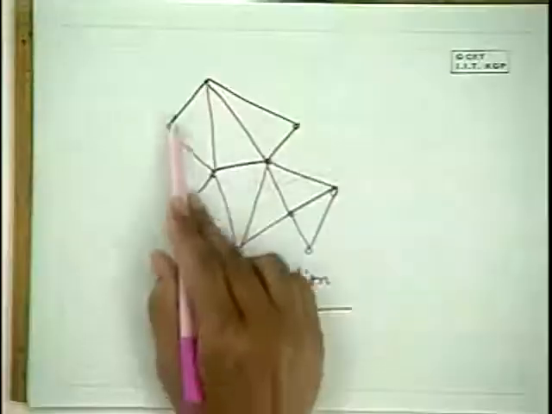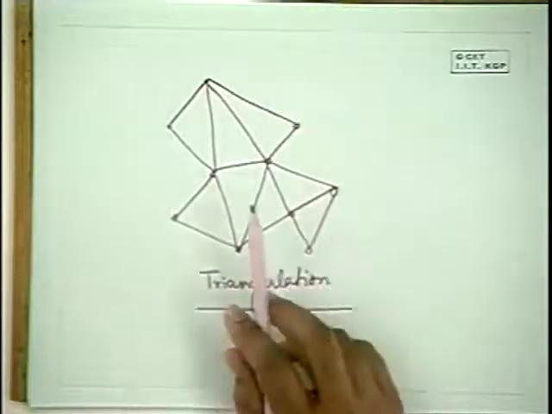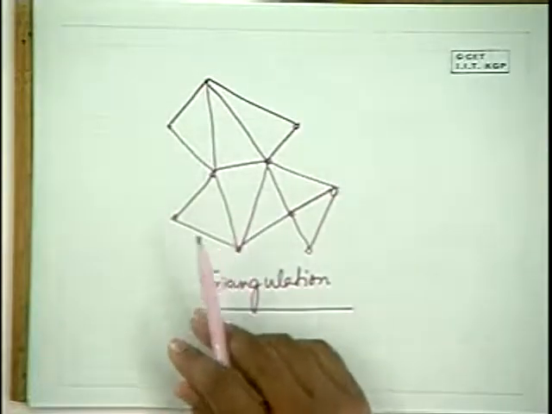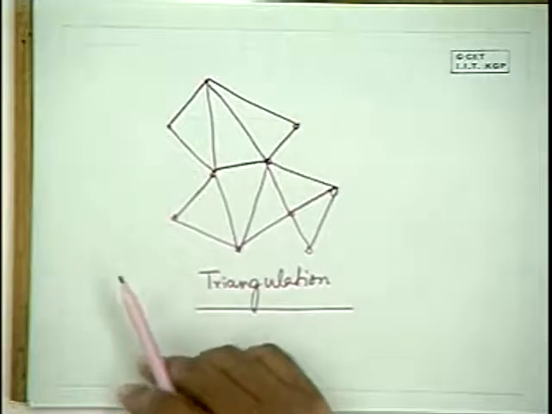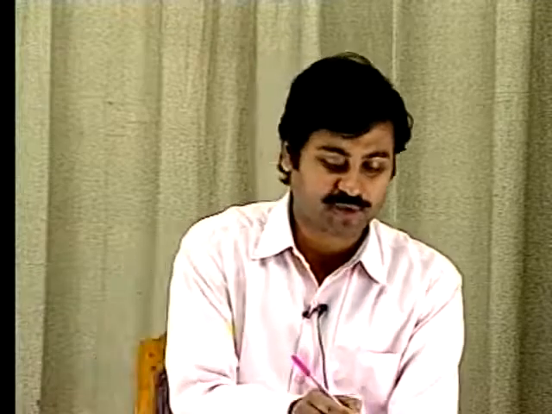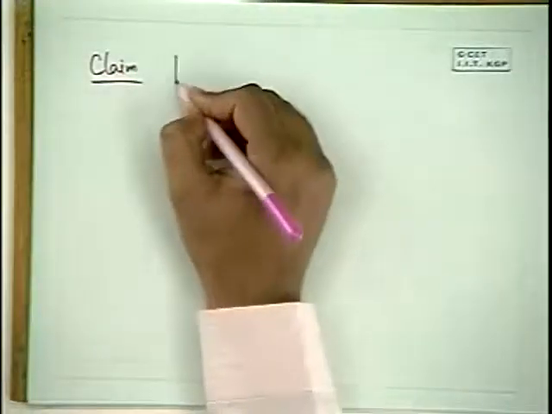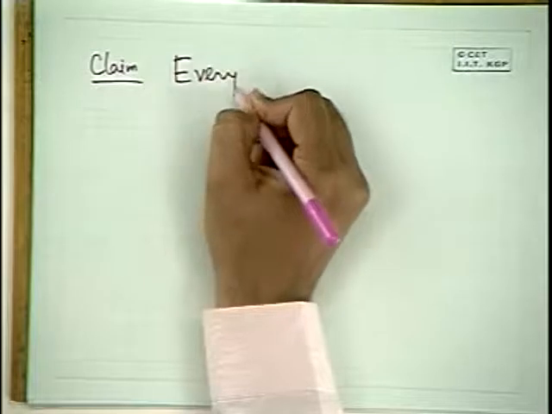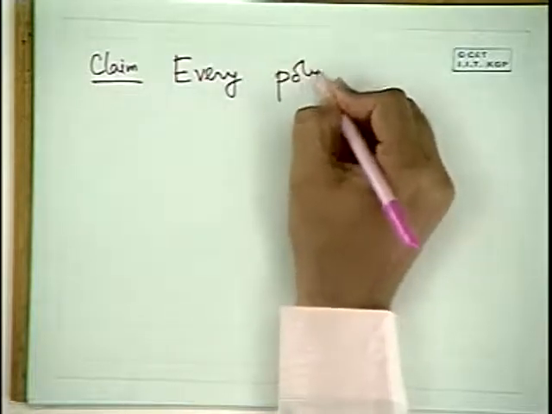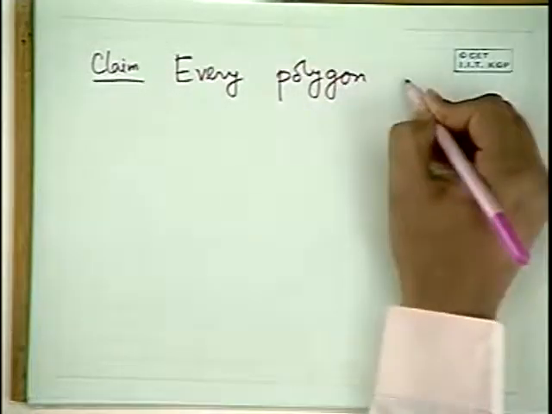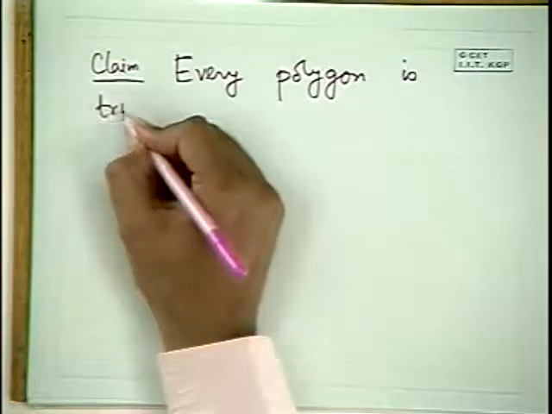Again, I repeat, the polygon edges do not intersect among themselves. So it's a clear boundary which bounds a clear interior. There is no self-intersection. So what is the proof? Here is the first claim. The claim is every polygon is triangulable.